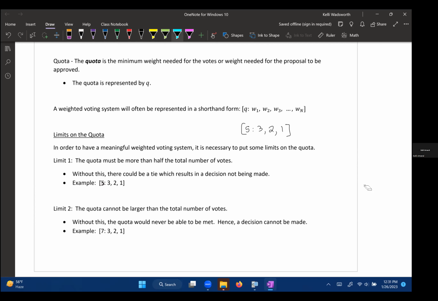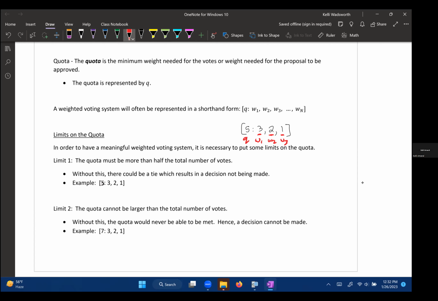So if this were a voting system, I could tell right away that there are 3 players, right? Because there are 3 weights listed. That means there are 3 players. Oh my gosh, I'm confused with the numbers. So here is player 1. That's the weight, that's player 1's weight. So player 1 has 3 votes. Player 2 has 2 votes. And player 3 has 1 vote. Okay. And then the quota here is 5.